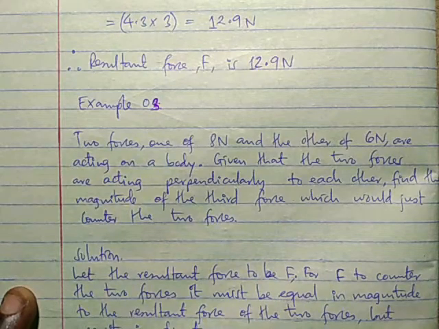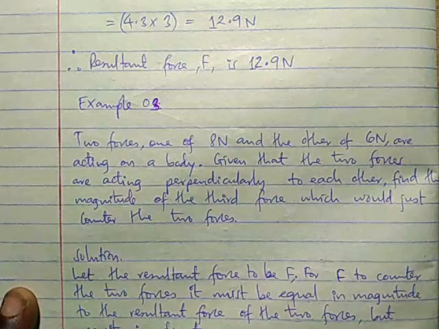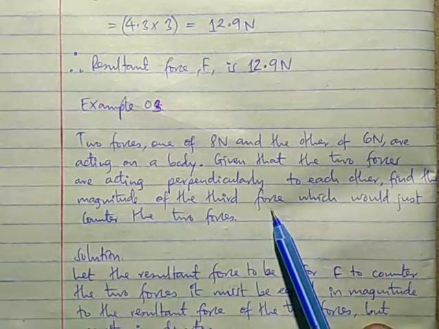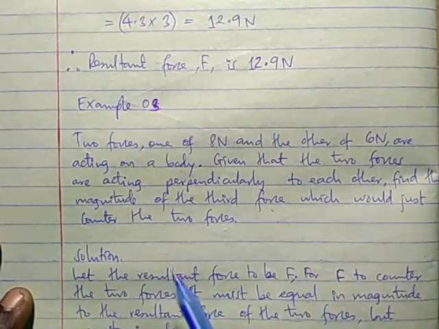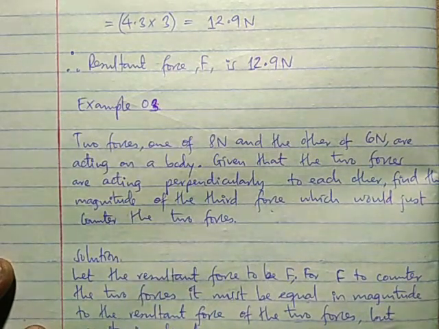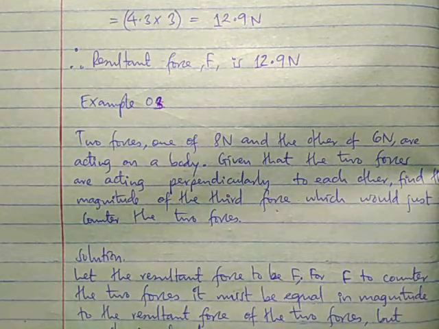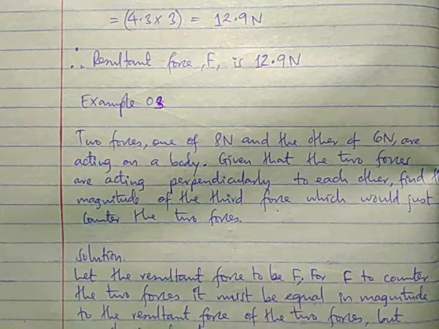Sasa, tunaposema force inayo counter, manake ni kama ina cancel. Kwa hiyo, force lazima iwe equal in magnitude with the resultant force, but in different direction. Kwa hiyo, tunatumia scale kama kawaida, tunatafuta resultant force kama kawaida, lakini hii resultant force tutakayoipata manake find the magnitude. So tumeambiwa find the magnitude of the third force, hatujaambiwa find resultant vector. Kwa tunatumia triangular law, ile magnitude tutakayoipata ndio itakuwa sawa sana force itakayo counter, kwa sababu tumesema force inayo counter ni sawa sana force inayo cancel the effect, manake lazima iwe equal. The force which would counter the two forces must be equal to the resultant. Kwa tukipata magnitude of resultant force ni sawa sawa na magnitude ya force itakayo counter the two forces.